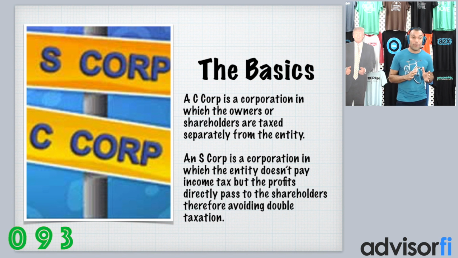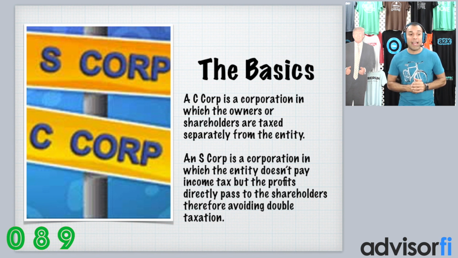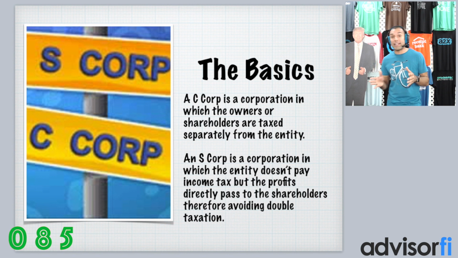Now, an S-Corporation is an entity in which the entity does not pay federal income tax, but the profits directly pass down to the shareholders, therefore avoiding this double taxation that goes on in the C-Corp world.